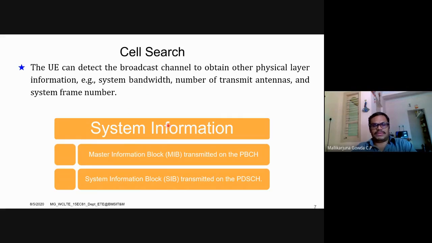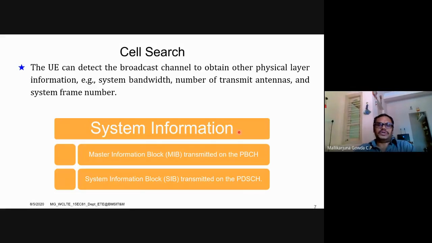As I said, the system information we divide into two different types: one is the master information block and another is the system information block. The master information block is transmitted on the PBCH, and it carries system bandwidth and other things. The system information block is transmitted on the physical downlink shared channel. Because the system information is very large, it is divided into two sub-blocks: the master information block and the system information block. MIB is transmitted on PBCH and SIB is transmitted on the PDSCH.